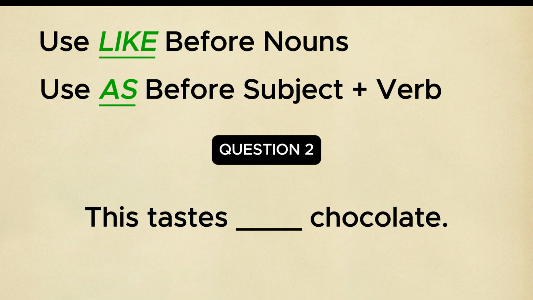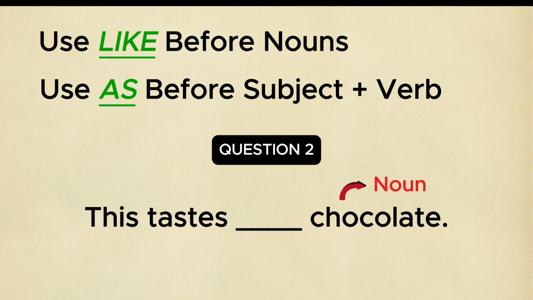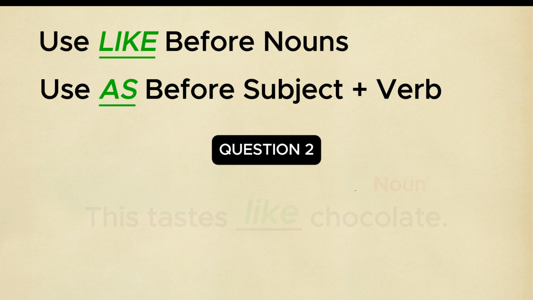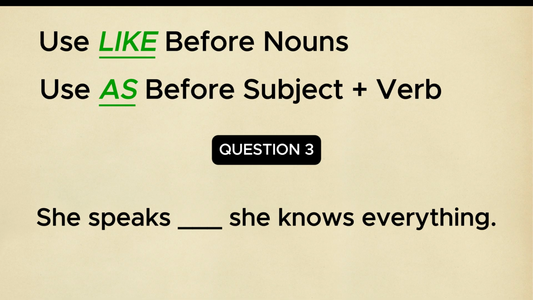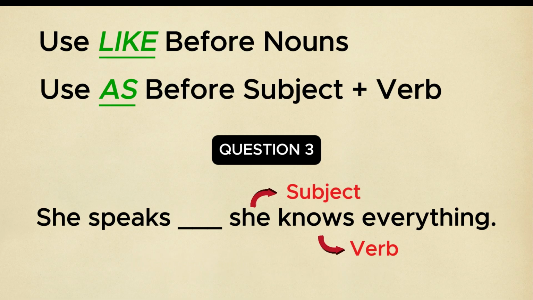2. This tastes blank chocolate. This is a noun. The answer is like. 3. She speaks blank, she knows everything. This is a subject plus verb. The answer is as.